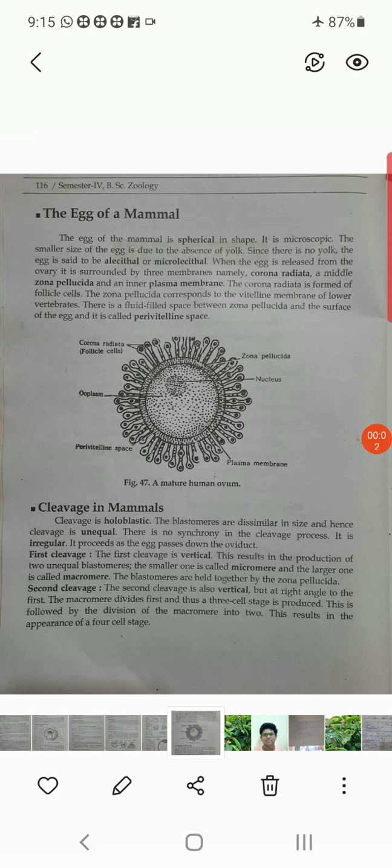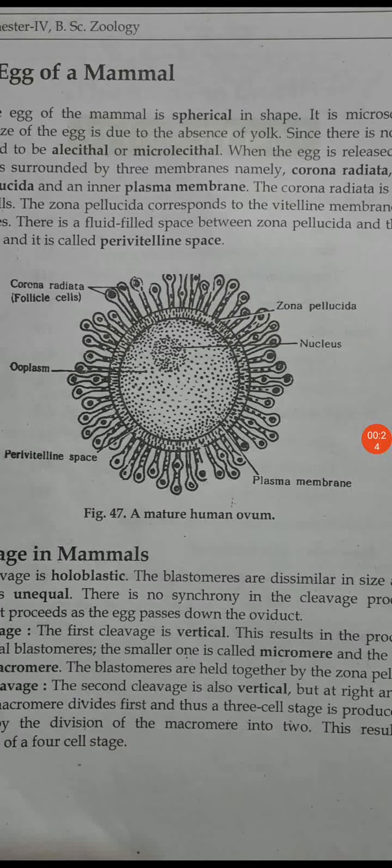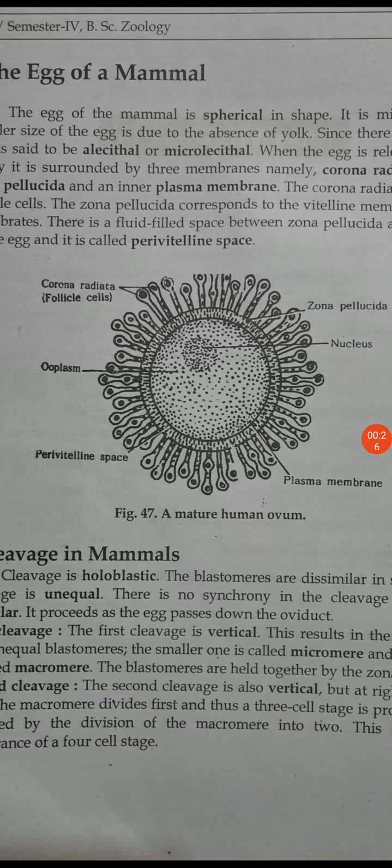Dear students, today we start unit 4. In the last unit, we had seen about chick embryology. Now, in this unit, we will see the general parts of embryology. In this, the first part is the egg of mammal. As you see on the diagram, on the screen, the egg of mammal.